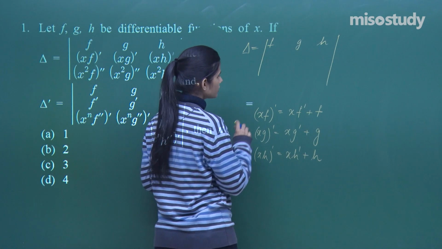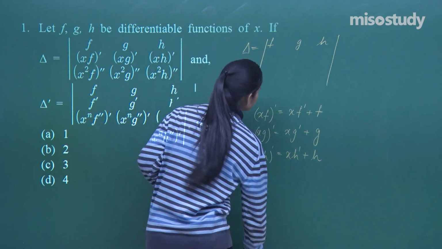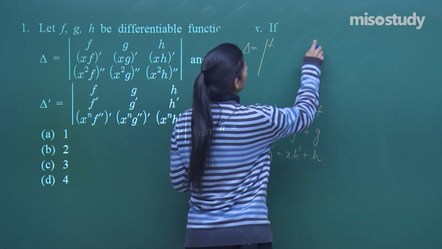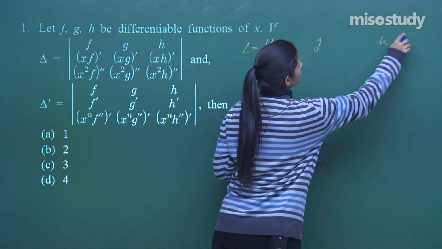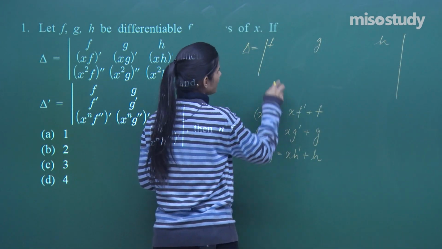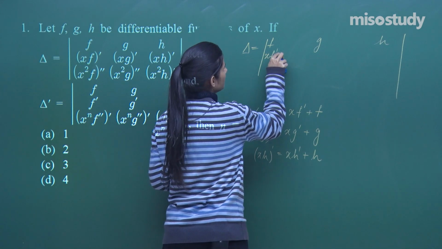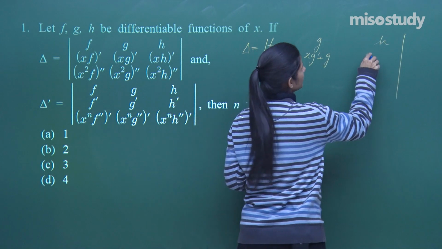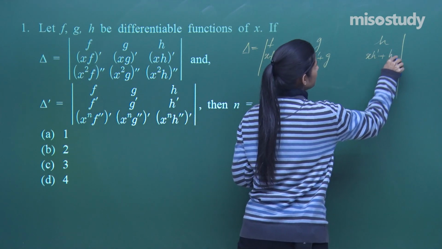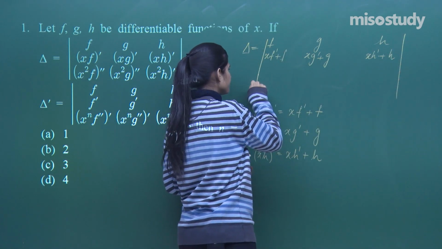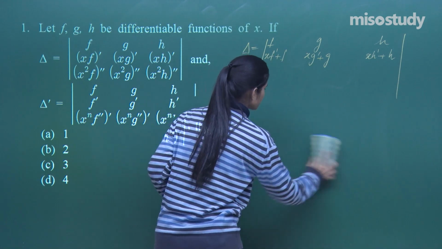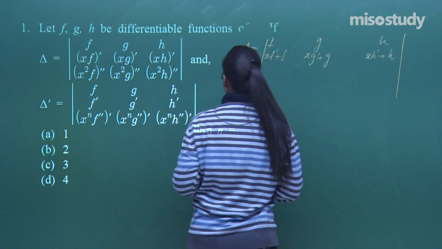Let's write it down, the resolved form. So let me just write it in a spacious form. This is f, g, h. So you have xf dash plus f, xg dash plus g, xh dash plus h. Right? Similarly, we will be trying to resolve the third column as well. You have x square f double dash.